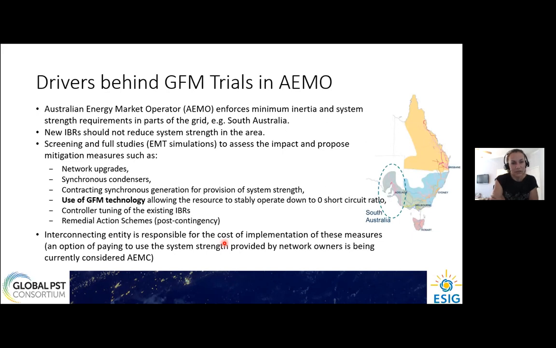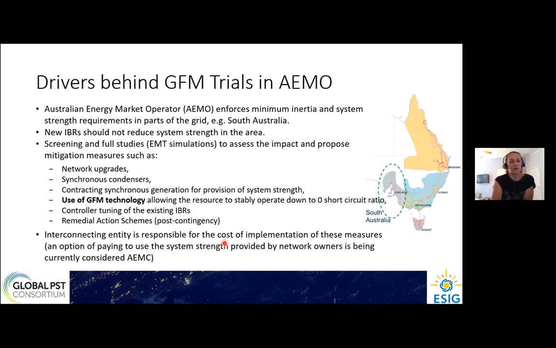So in Australia, the Australian Energy Market Operator enforces minimum inertia and system strength requirements in parts of the grid, and the most prominent example is South Australia. That's where the grid is weak and a lot of inverter-based resources are connected. And so new inverter-based resources are not allowed to reduce system strength in the area. There is also an overall minimum requirement for what system strength is supposed to be kept at in the area, as well as an inertia requirement.